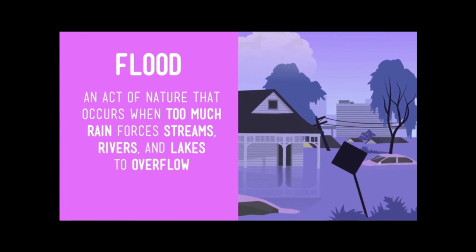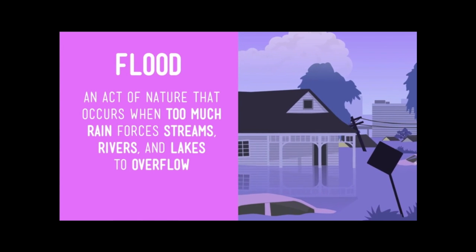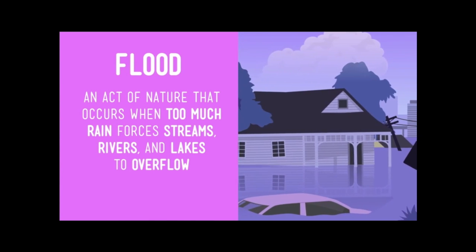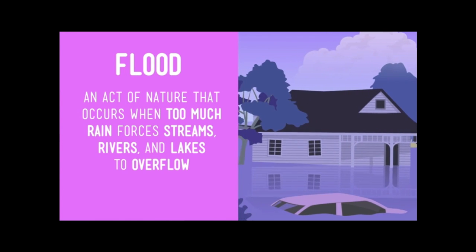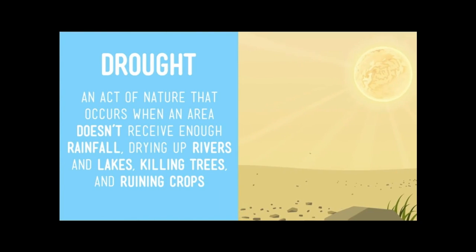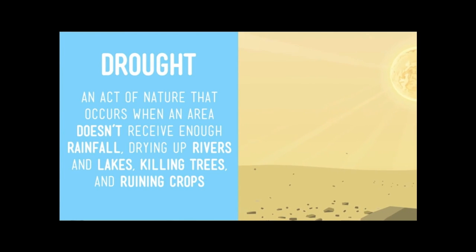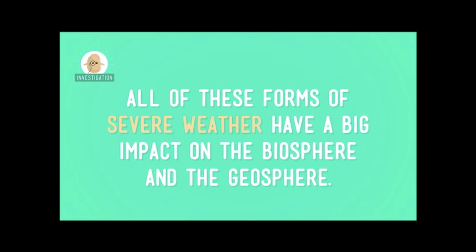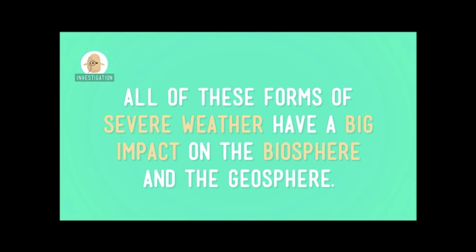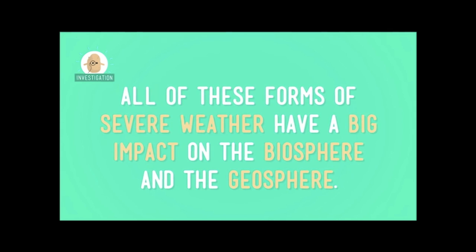Floods happen when too much rain forces streams, rivers, and lakes to overflow, sending lots and lots of water where it doesn't belong, like your backyard. A drought is sort of the opposite. Think a lot less water, or no water at all. Droughts happen when an area doesn't receive enough rainfall, drying up rivers and lakes, killing trees, and ruining crops. All of those forms of severe weather have a big impact on the biosphere and the geosphere. How so? Let's find out. I'll conjure up some different types of severe weather to see exactly how shakeups in the atmosphere can impact the biosphere and the geosphere.